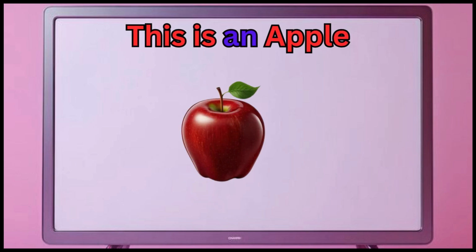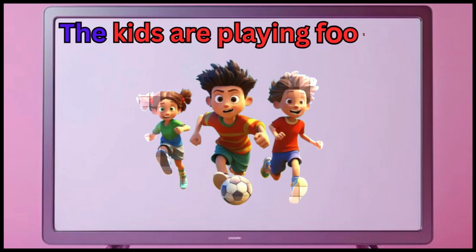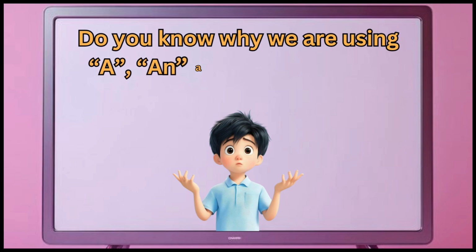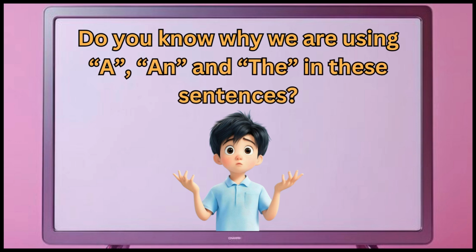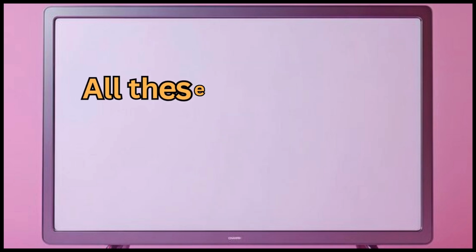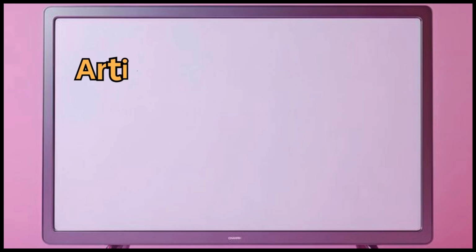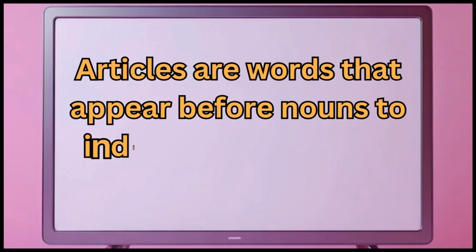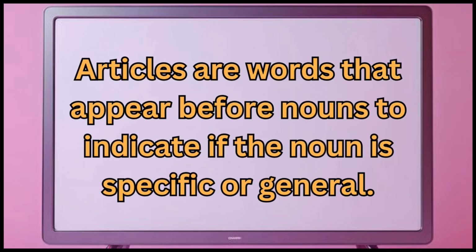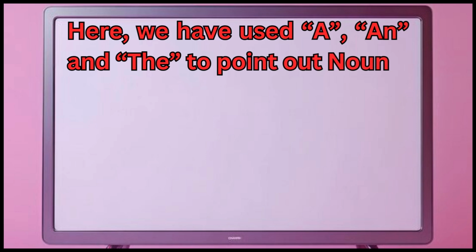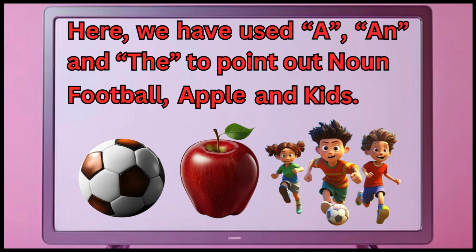This is an apple. The kids are playing football. Do you know why we are using a, an, and the in these sentences? All these are called articles in English grammar. Articles are words that appear before nouns to indicate if the noun is specific or general. Here, we have used a, an, and the to point out the nouns football, apple, and kids.